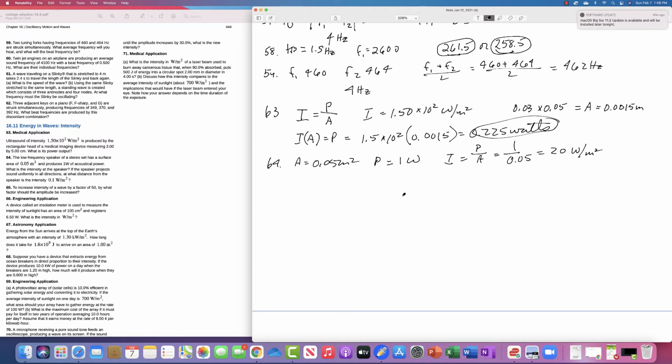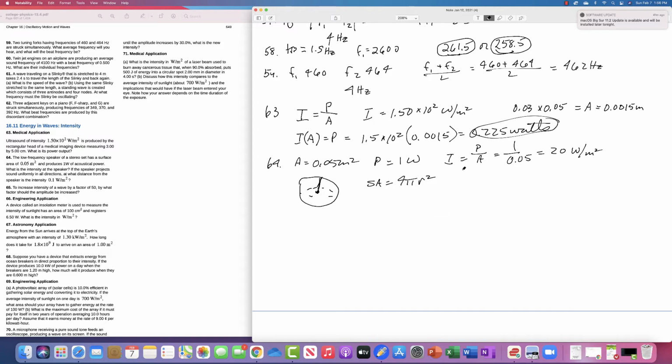The second question is, the speaker projects sound uniformly in all directions. At what distance is the intensity 0.1 watts per meter squared? So if you start like this, it's a sphere, and that's important to realize. And it's asking what the radius of that sphere is. Well, the surface area of a sphere is 4 pi r squared.